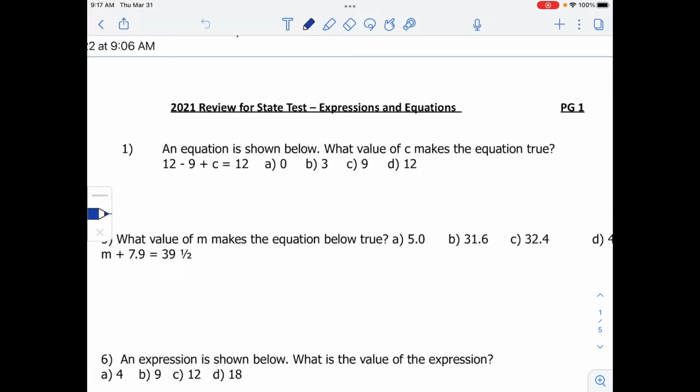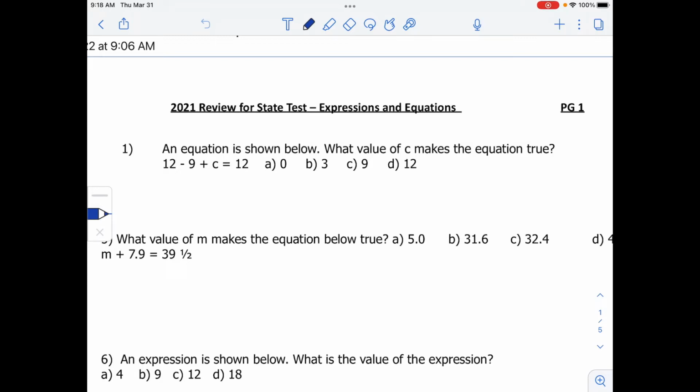Hello, welcome back. Today we're going to be going over past state test questions from 2021 and older for mostly expressions, a couple with equations. So from our packet we picked a couple of questions to do, so I'm going to go over those right now. We'll start with number 1.